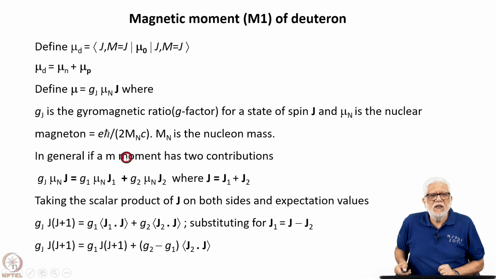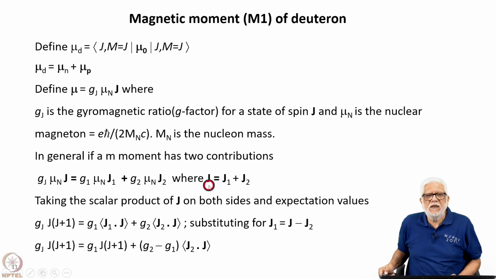In general, if a moment is there, then you have two contributions to the magnetic moment. So you can put an effective gyromagnetic ratio Gj in terms of mu and j, and a G1 and G2 coming from the J1 and J2 contributions, where of course you have to multiply by mu n, the nuclear magneton, and J obviously is J1 plus J2.